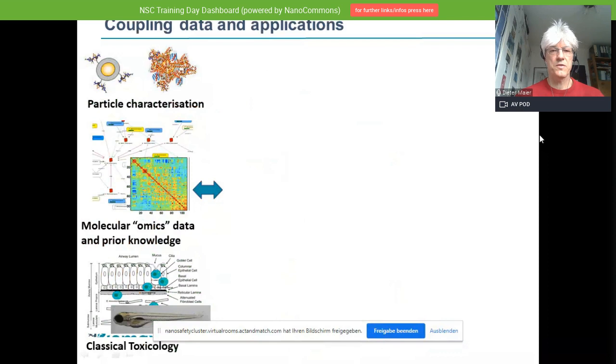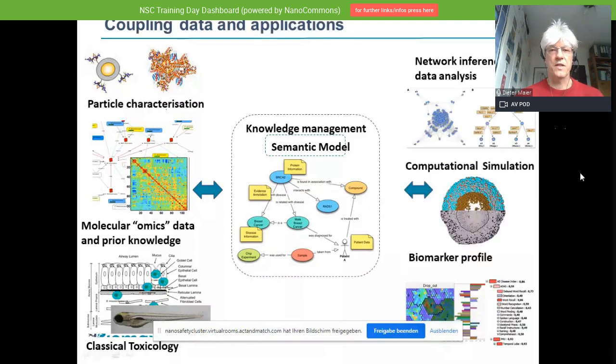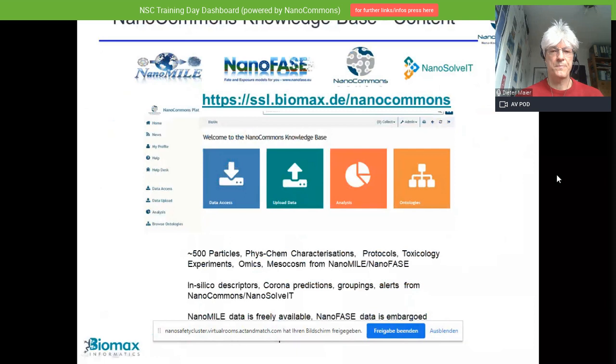And what's important is that this allows you to couple data and applications from very different places. So data that can be anything, particle characterization, that can be molecular data, omics data, classical toxicology, ecotox data. And applications, again, that can be anything. That can be expression analysis, network inference, that can be computational simulations, biomarker profiles, or as today, an image extraction tool. Okay. So that's the tool we're going to work with today.